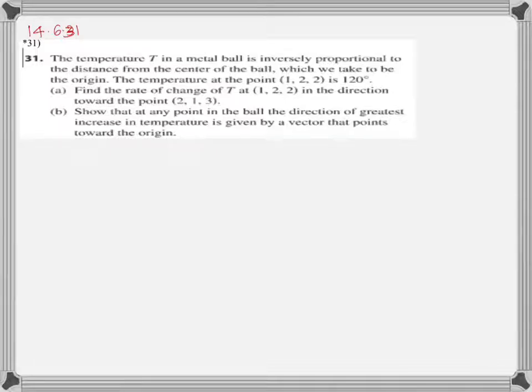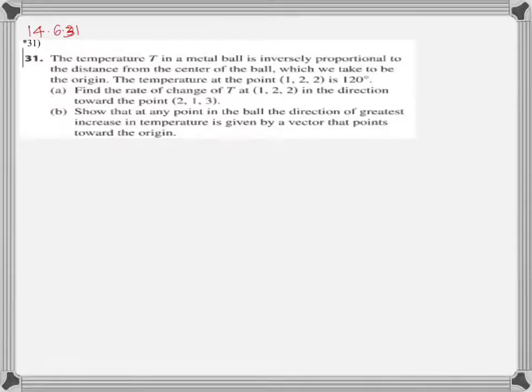A. Find the rate of change of T at (1, 2, 2) in the direction toward the point (2, 1, 3). B. Show that at any point in the ball, the direction of greatest increase in temperature is given by a vector that points towards the origin.